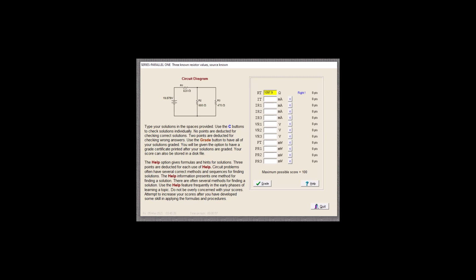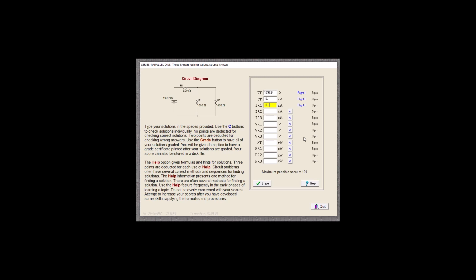So I'm going to inverse that and multiply it by 19.879. And I've got 18 milliamps. So I got 18.1 milli. So let's try that. And R1 should be the same because it's series. Oops. And there we go. Let's try that. Good. All right. So that we have 18.